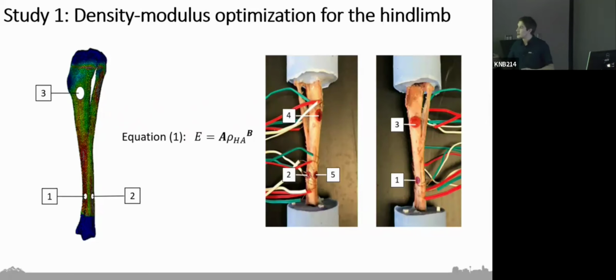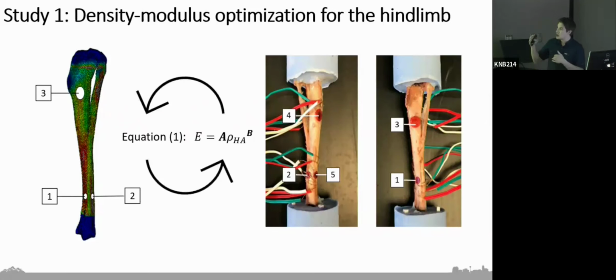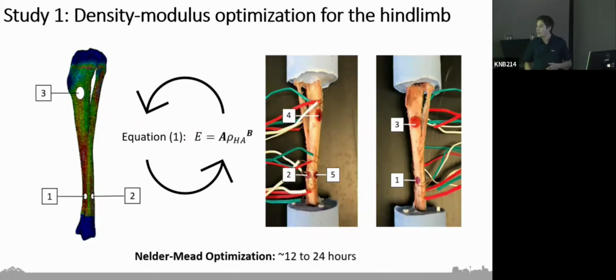We do this process iteratively over and over again, adjusting these parameters A and B until the mean squared error between the FE predicted bone strains and the experimentally measured bone strains is eventually minimized. This process as a whole is called optimization, and here we've employed the Nelder-Mead method. In terms of computation time, this takes somewhere between 12 and 24 hours to run. This is highly dependent on how many bones you're optimizing on, so for somewhere between 4 to 12 bones, it will take around 12 to 24 hours.